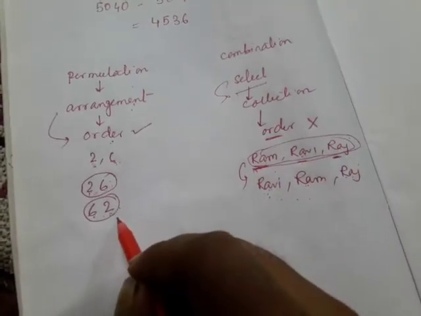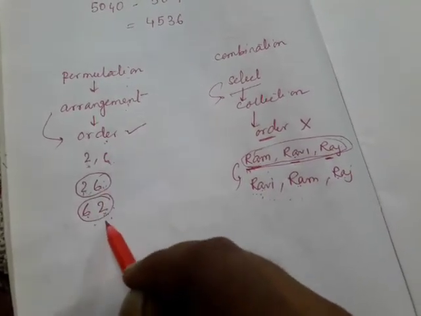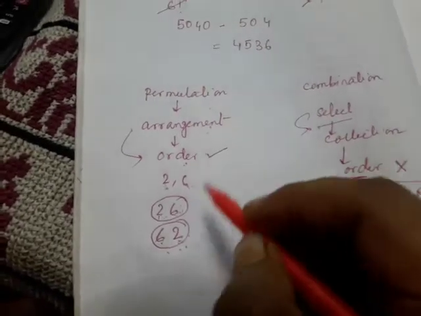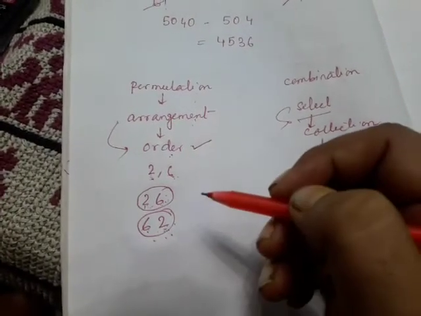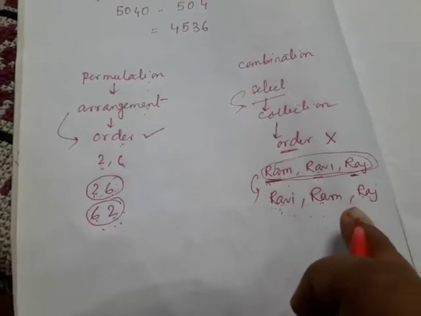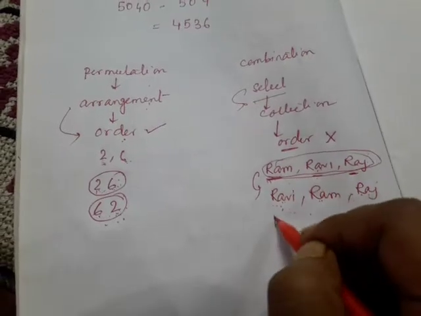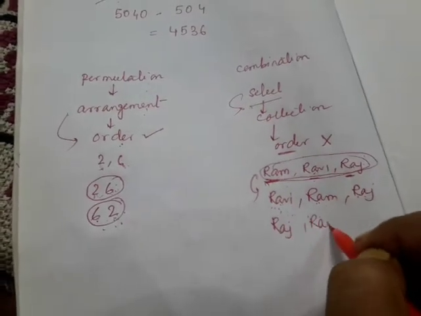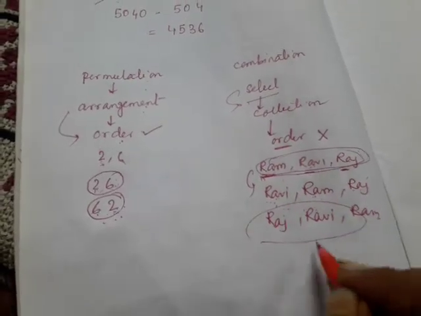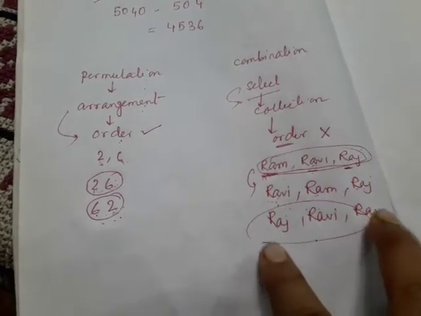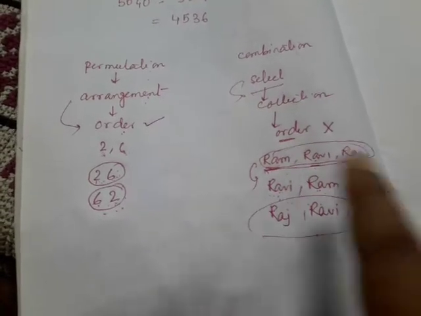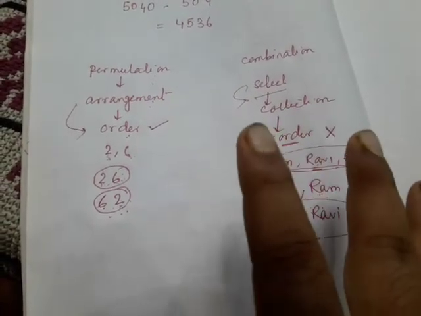But in the earlier case, by changing the order, one is 26 and the other is 62, so the meaning of the two numbers changes. But here, by changing the order, the team remains the same. Similarly, if you choose Raj first, then Ravi, and at last Ram, again the team remains the same. By changing the order, there is no change in the result. The team is the same: Ram, Ravi, Raj. So this is the difference between permutation and combination.